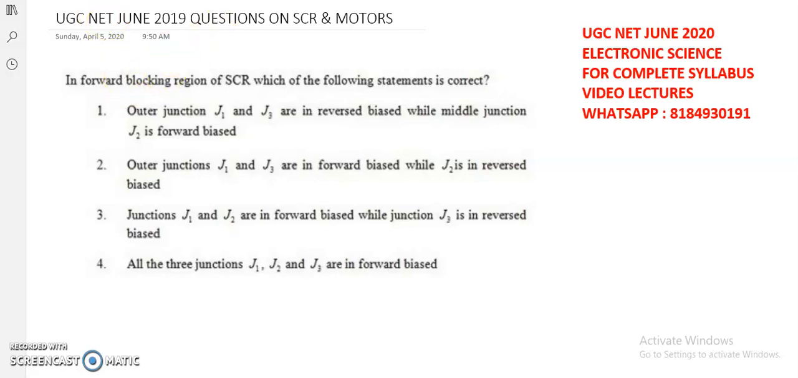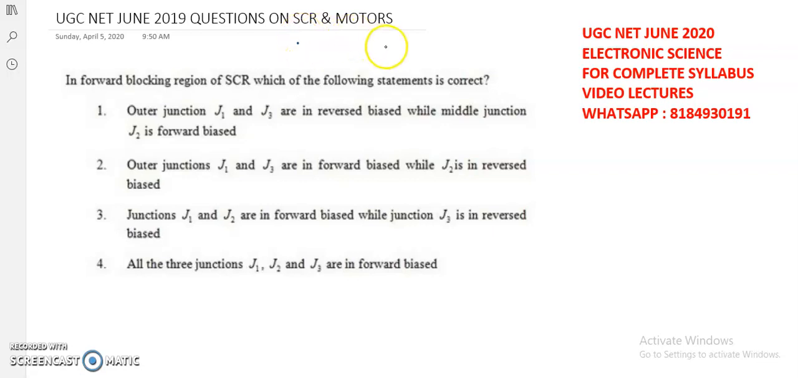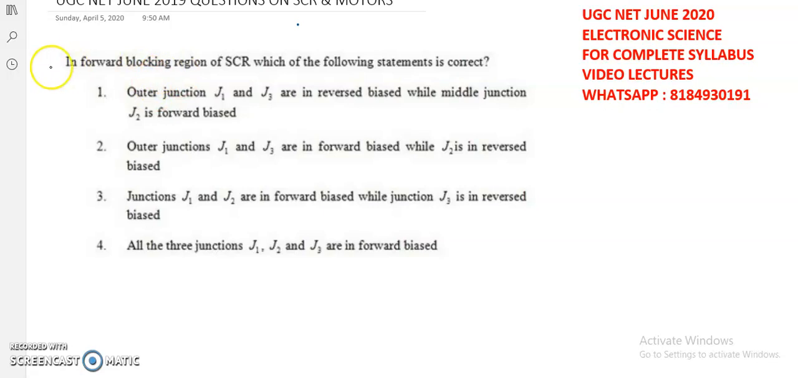So in this video, we are going to see the UGC NET June 2019 questions on silicon control rectifier and the DC and AC motors. So it is the first question that we are going to see right now. The question is, in the forward blocking region of SCR, which of the following statements is correct?